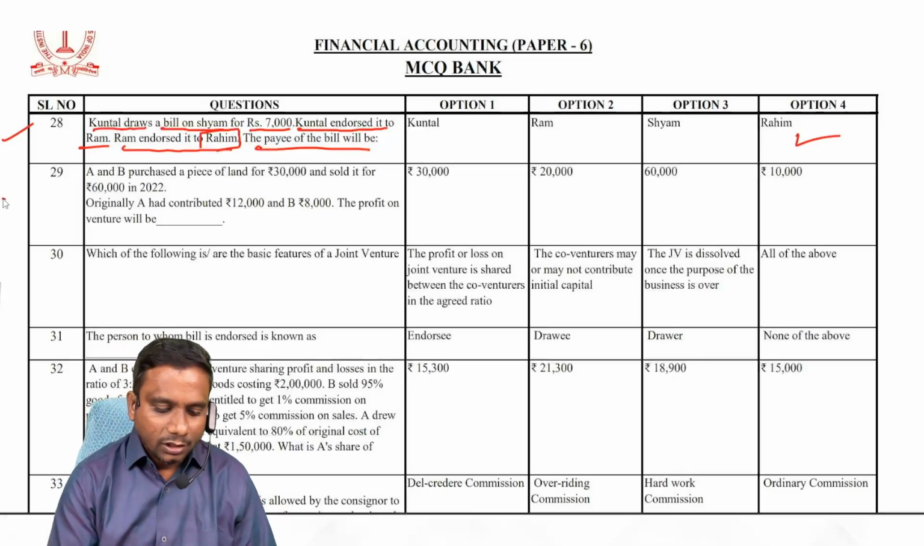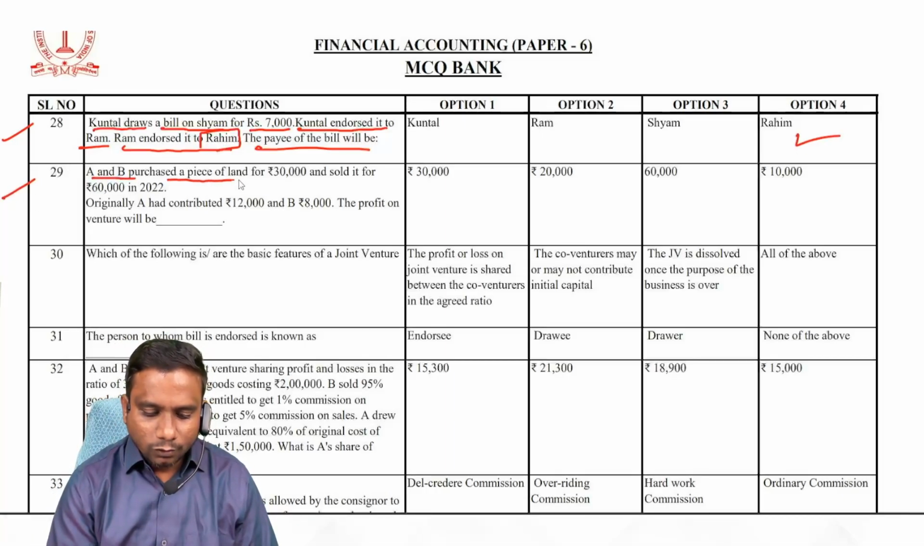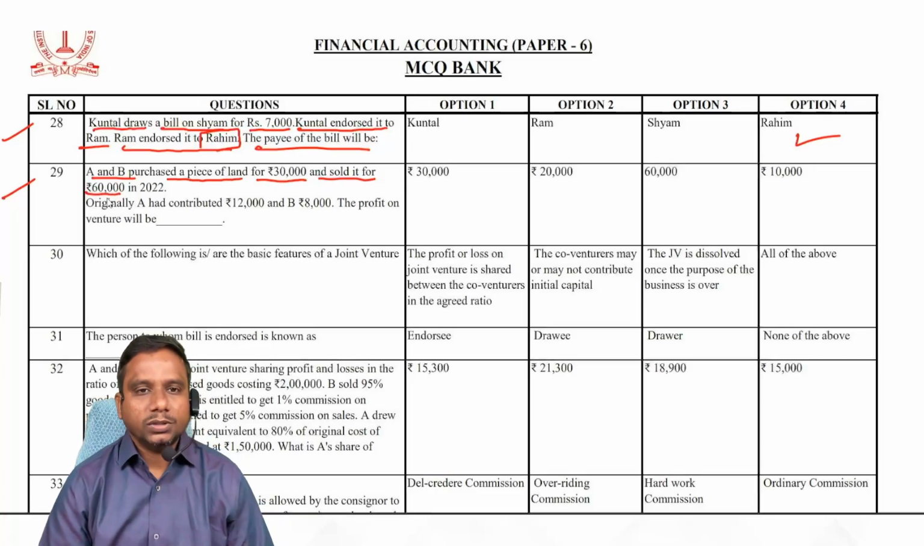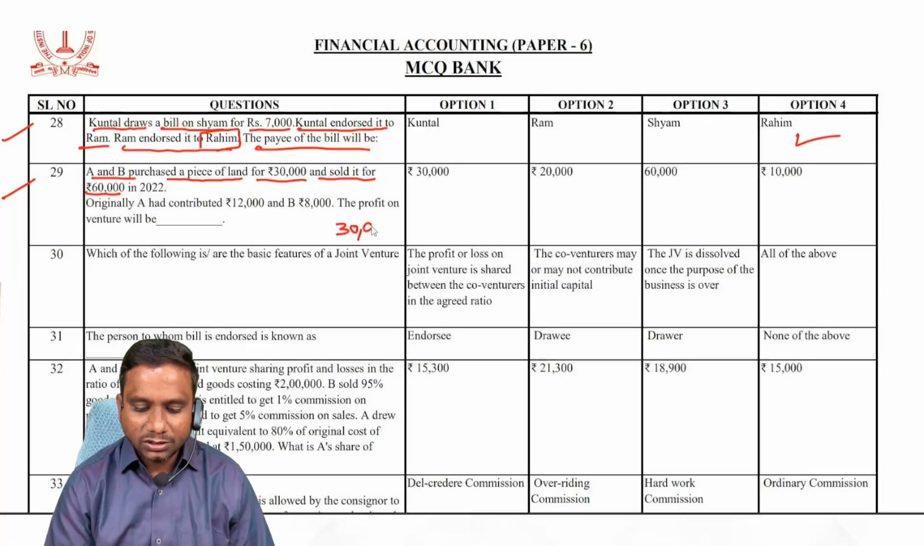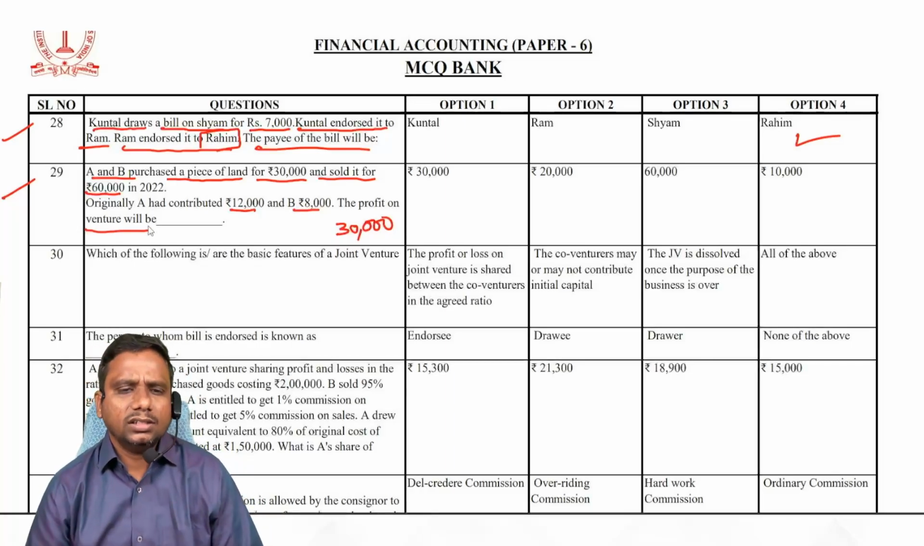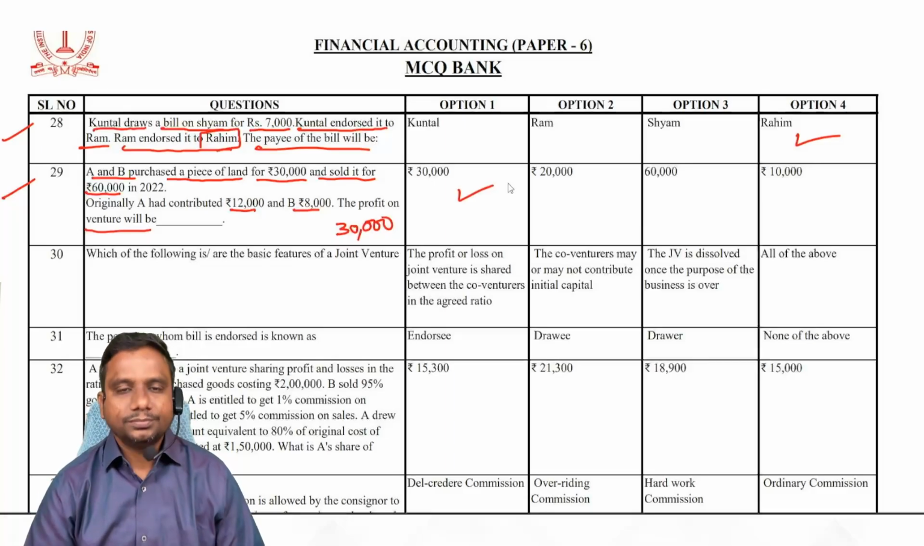Question 29. A and B purchased a piece of land for 30,000 rupees and sold it for 60,000 rupees. What is the profit, students? 30,000 rupees is the profit. Originally, A contributed 12,000 and B 8,000. The profit on the venture will be 30,000 rupees. It is purchased for 30, sold for 60, so the profit is 30,000. Next one.